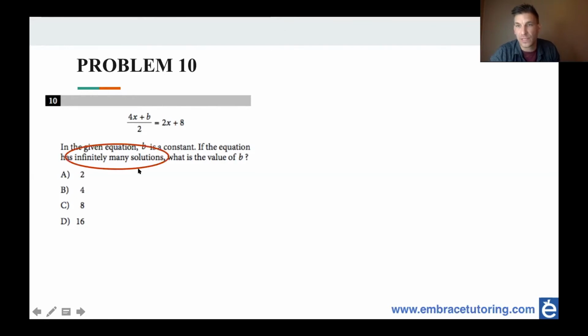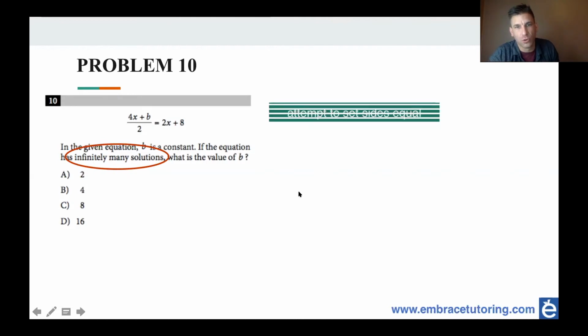Whenever you have infinitely many solutions, your goal is to attempt to get both sides equal. Actually, I'll be even more clear. Your goal is to get the x's to be equal in this case, because then you will only have an individual value left for the b in this instance. It could be t, it could be k, it could be s. They love to use the same variables over and over again. But your goal in order to make these infinitely many solutions is to get the x's to be equal.